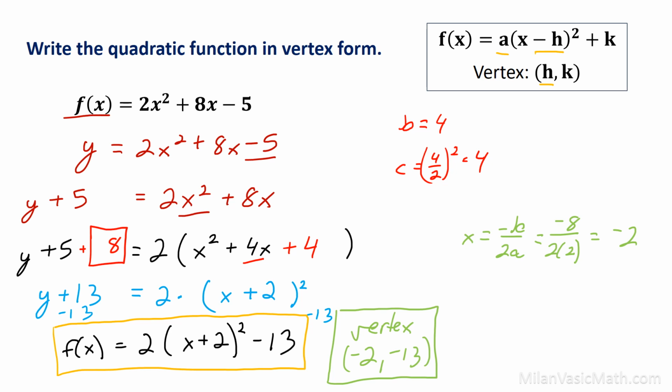And just to point out all the patterns here, the a over here was 2, and the a over here is also 2. So you can write a quadratic equation in vertex form by just figuring out its vertex and then putting the a value in the front, or you could do it by completing the square.